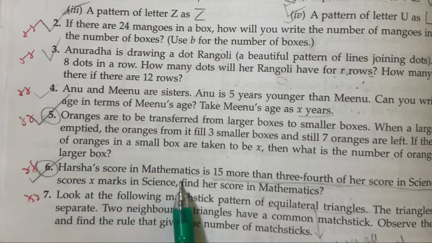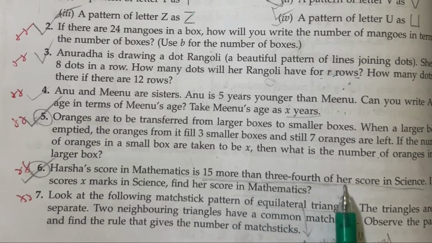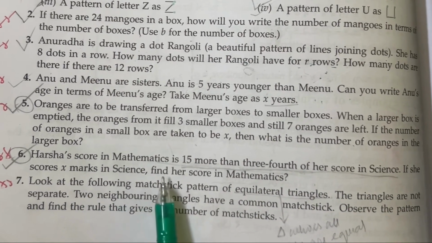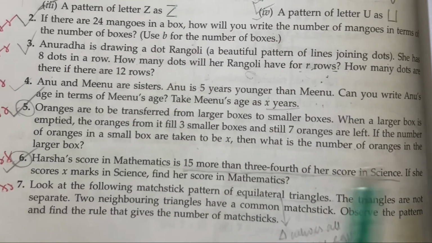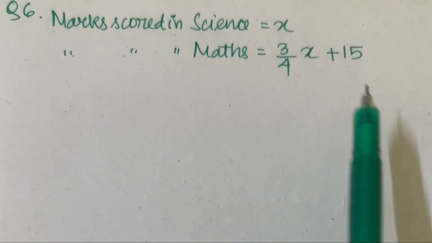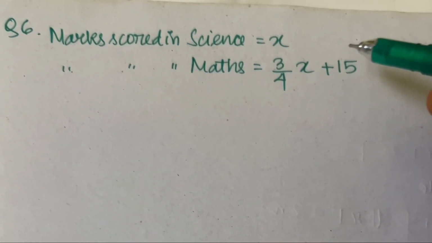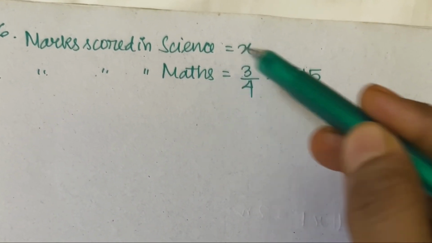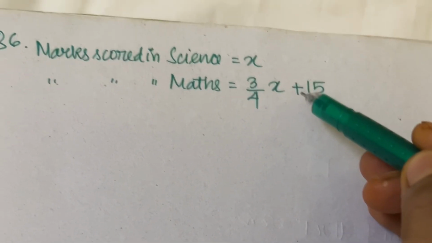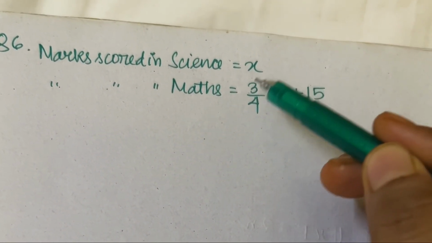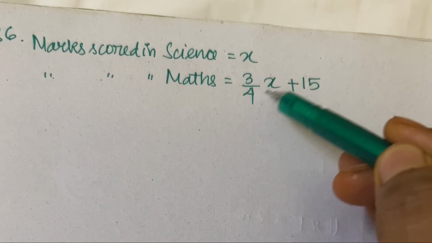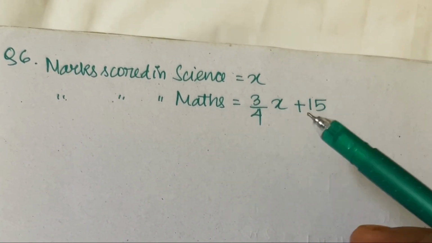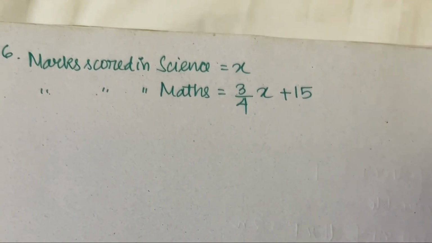Harsha's score in mathematics is 15 more than 3/4 of her score in science. If she scores x marks in science, find her score in mathematics. So look at this now. Marks scored in science is x, and marks scored in maths will be 3/4 of her marks in science plus 15 more that she got. That will be 3 by 4 into x, that is 3/4 x, plus 15 for the extra marks she got in maths with respect to science.